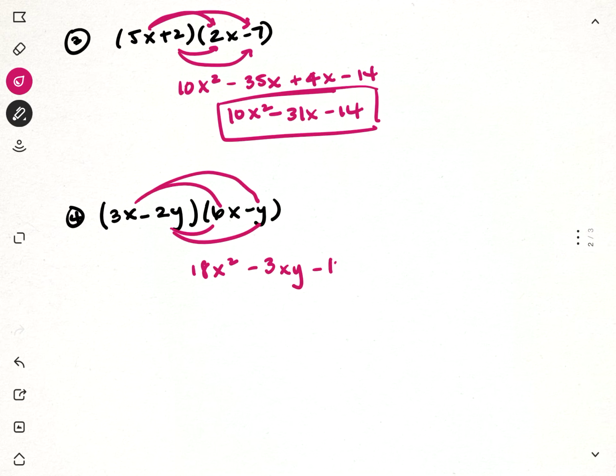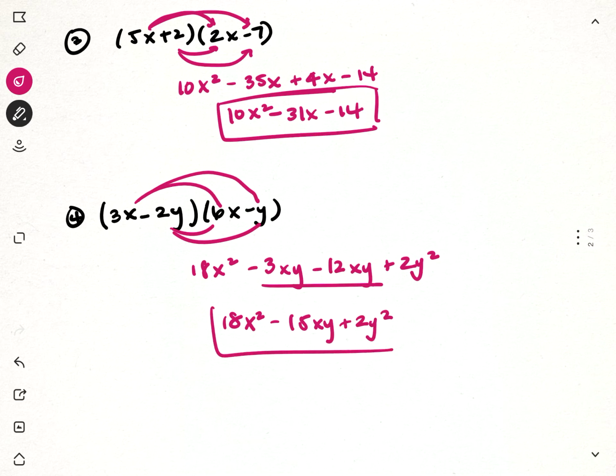And then we have negative 2y times 6x is negative 12, and again x first and then y. And then negative 2y times negative y is positive 2y squared. Check. Do we have like terms? And again, because we wrote them in alphabetical order, it's easier to see that they're like terms. So then negative 3xy minus 12xy is negative 15xy. Be very careful with your adding and subtracting. And then the 2y squared at the end.